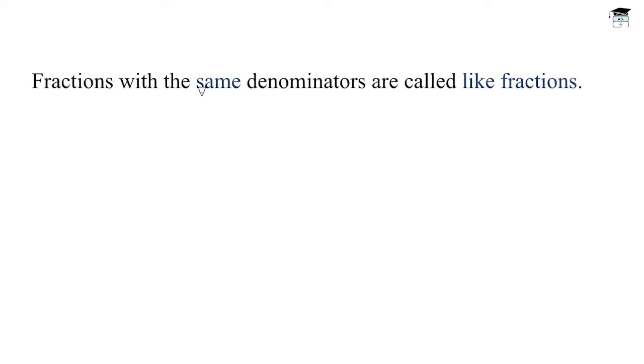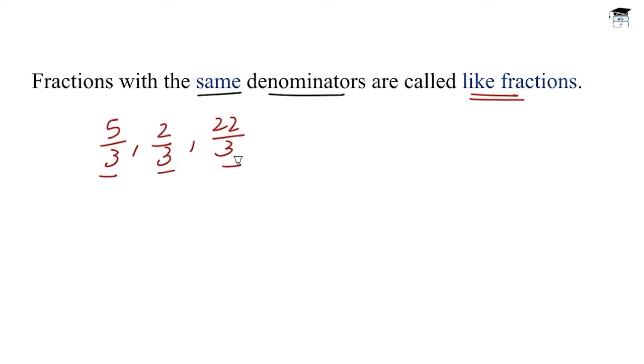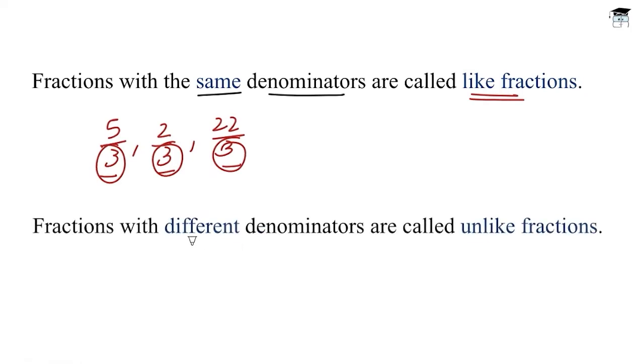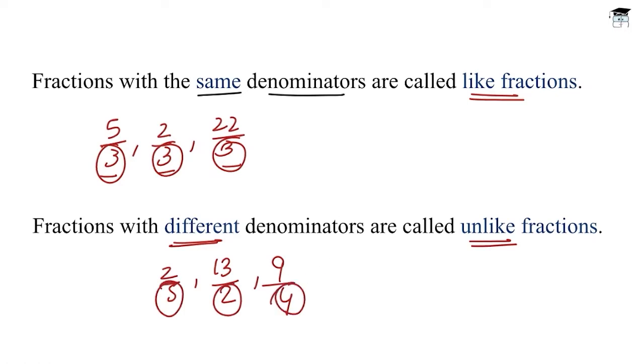So moving on, let's quickly discuss like and unlike fractions. Fractions with the same denominator are called like fractions. For example, 5 by 3, 2 by 3, 22 by 3 are all like fractions because these fractions have the same denominator, 3. Now fractions with different denominators are called unlike fractions. For example, 2 by 5, 13 by 2, 9 by 4 are all unlike fractions because all these fractions have different denominators, 5, 2 and 4.